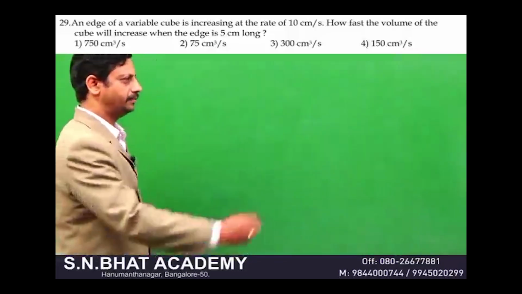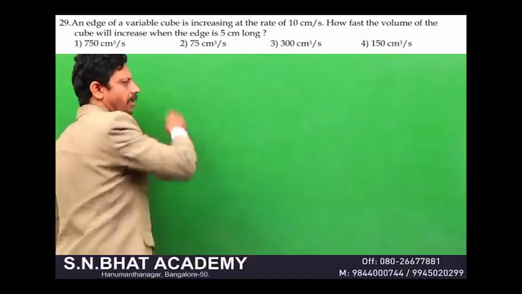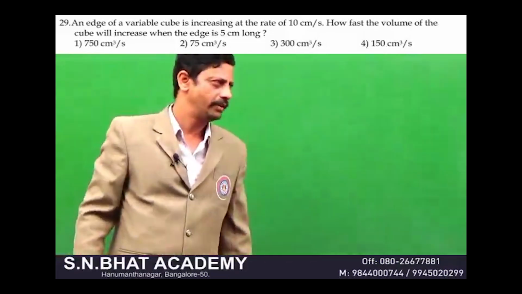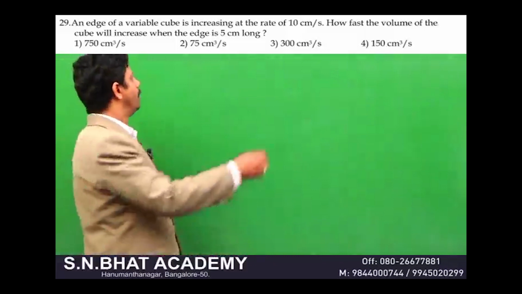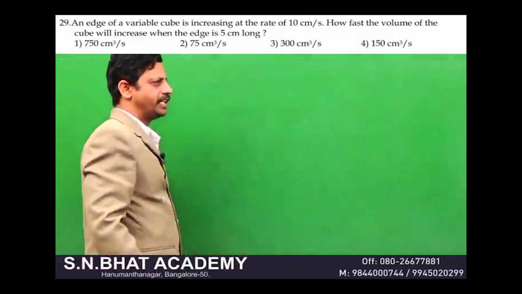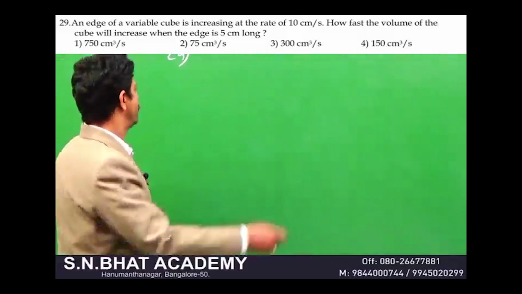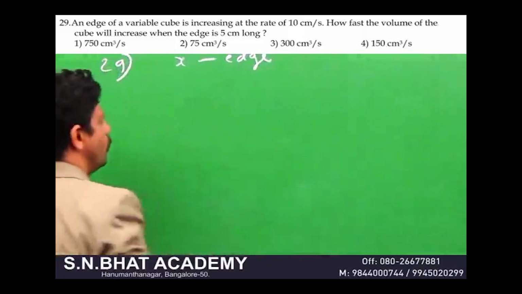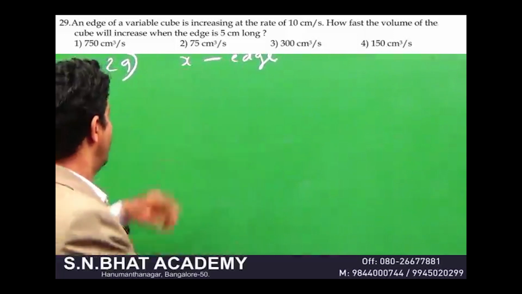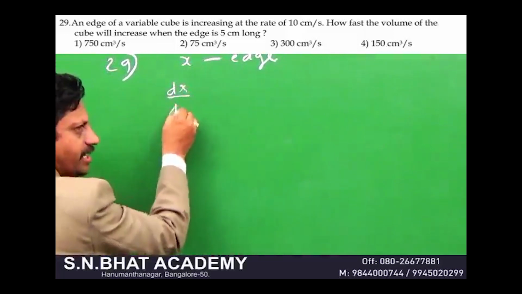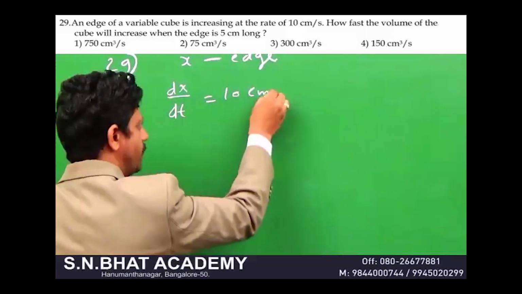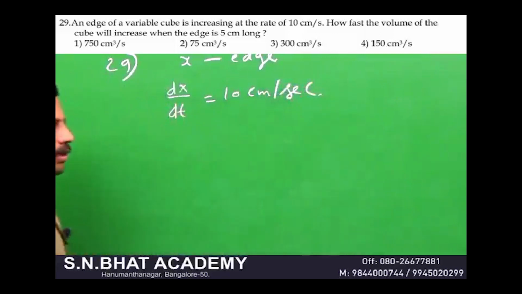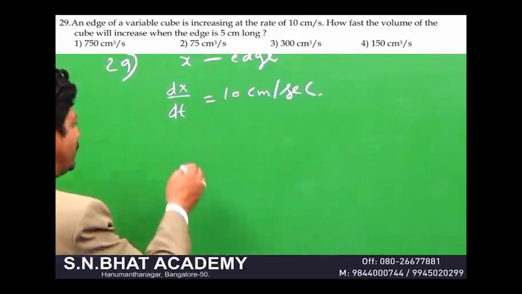Question number 29. In this problem, a variable cube is given, and each edge of the cube is increasing at the rate of 10 centimeters per second. Let x be the length of each edge of the cube. So each edge of the cube has length x. It is given that dx by dt is equal to 10 centimeters per second. And we have to determine rate of change of volume when the edge is 5 centimeters.